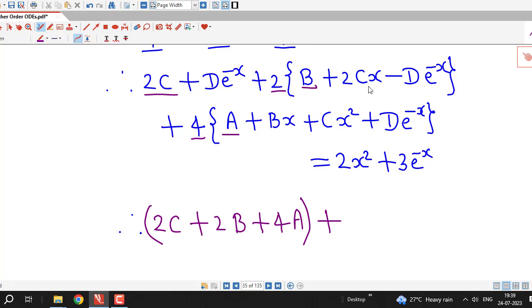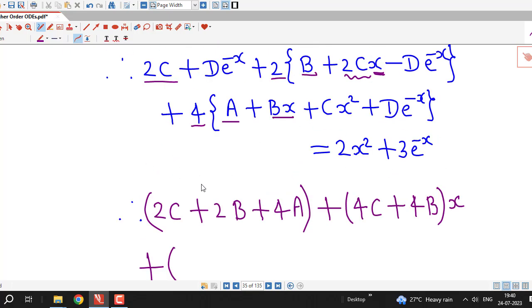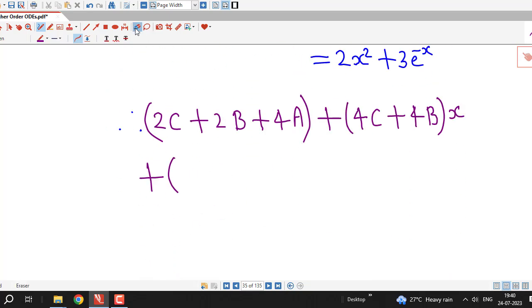Here I have x, and 2c into 2, that is 4 times c, and here I have bx, that is multiplied with 4, and I have 4c plus 4b x common. Then I combine coefficients of x square, so that also I write in the bracket, and there is no x square here. Here I have cx square multiplied with 4, so I have 4cx square.